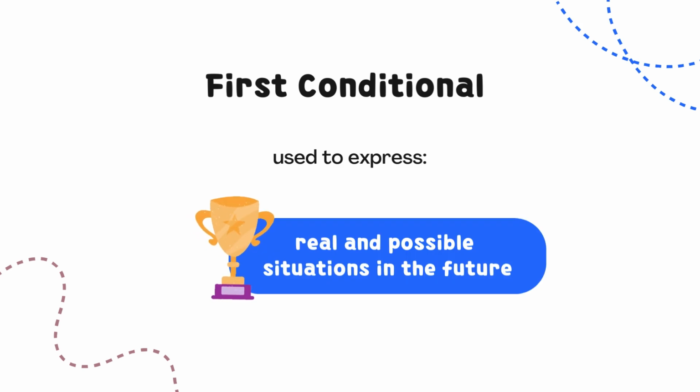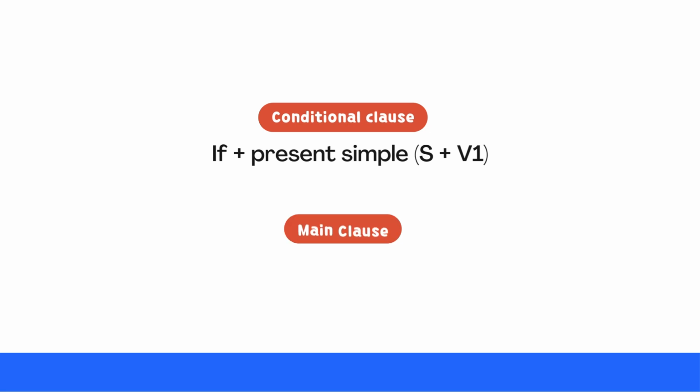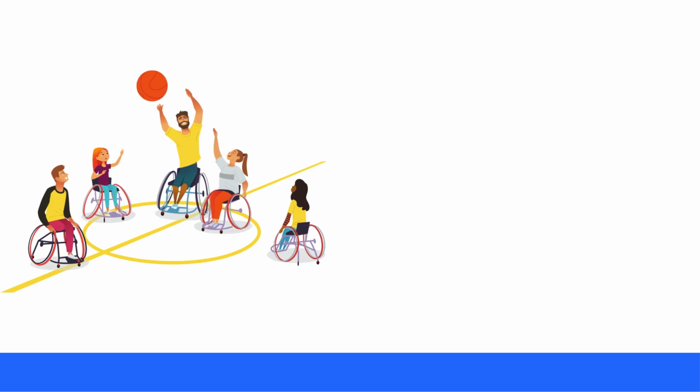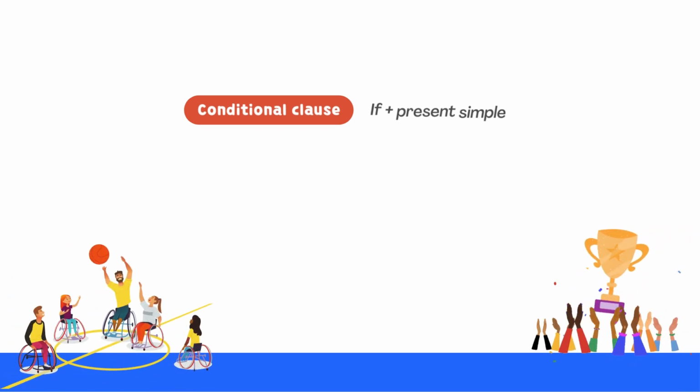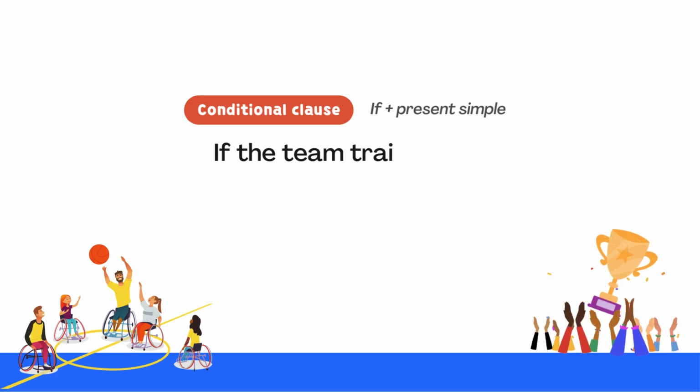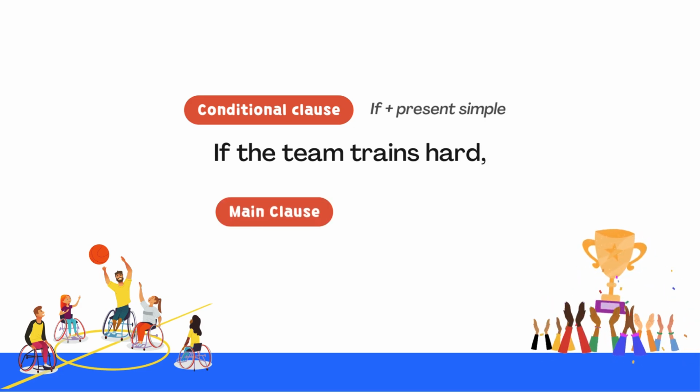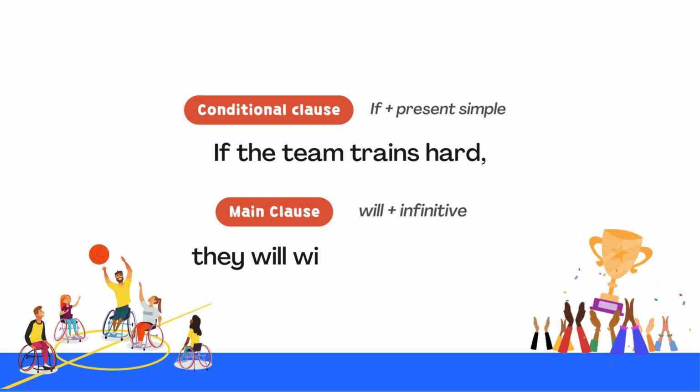Next, we have type 1 or first conditional. This type is used to talk about real and possible situations in the future. The structure for this type is if plus the present simple as the conditional clause. For the main clause, subject plus will plus infinitive. For example, if the team trains hard, they will win the championship. The conditional clause of this example is if plus present simple. If the team trains hard. The main clause is will plus infinitive. They will win the championship.